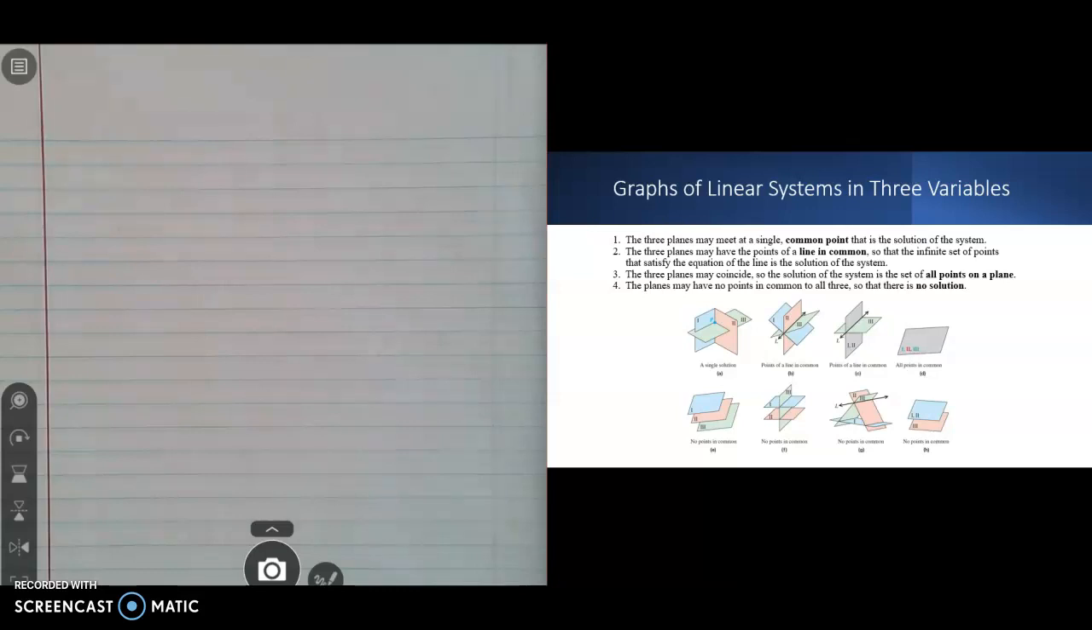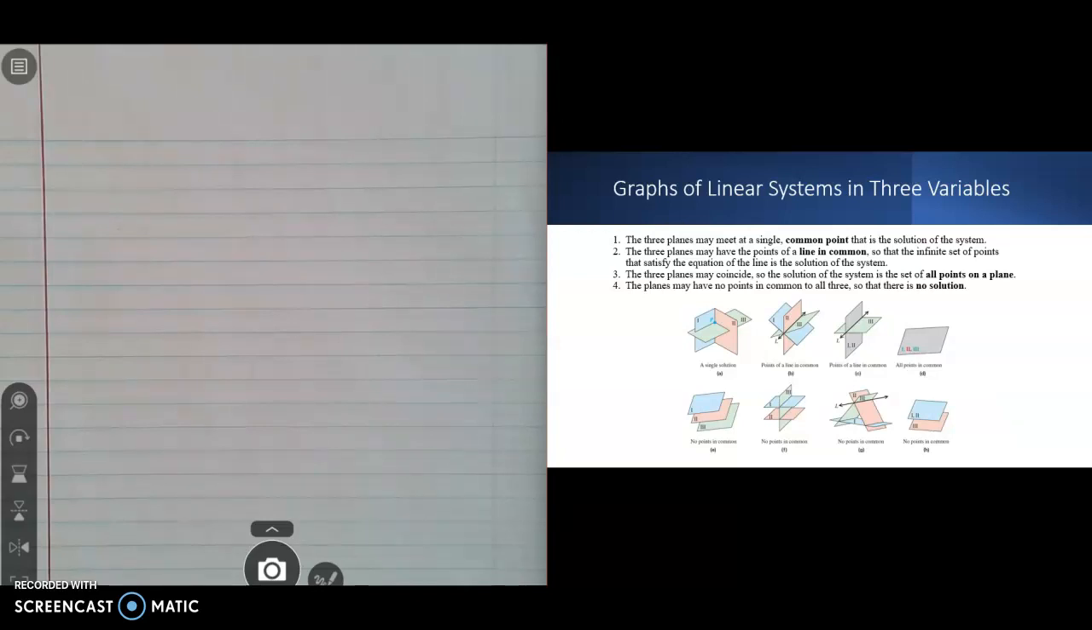In E, we have parallel planes, and so they never intersect with each other, so that's no solution, there's no points in common. In F, 2 of the planes are parallel, and the third one intersects both planes, but because plane 1 and plane 2 are parallel, there's no points in common at all, so that's no solution.